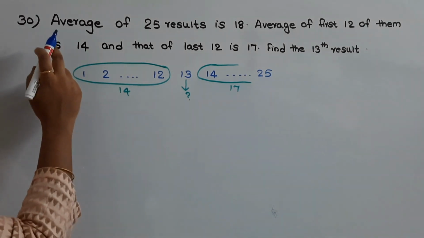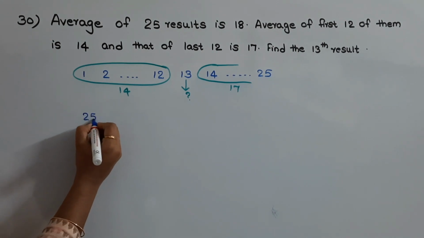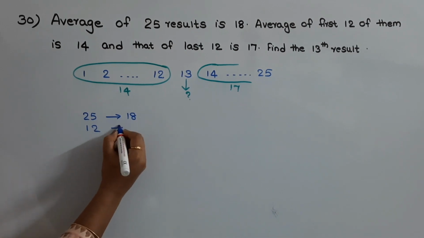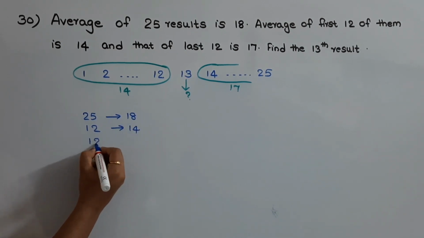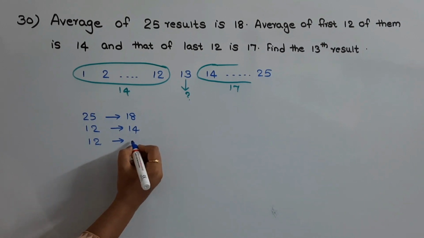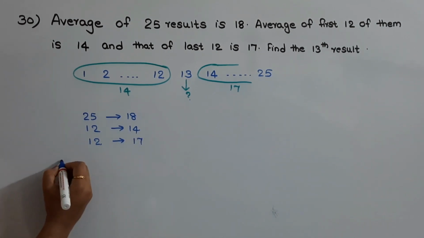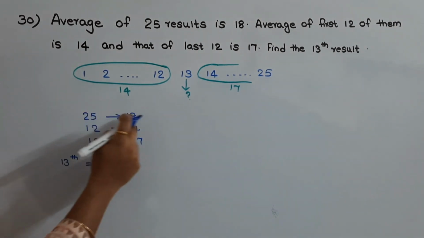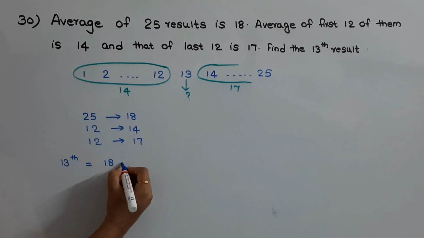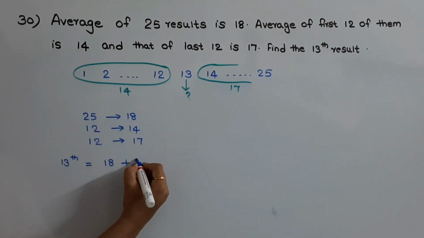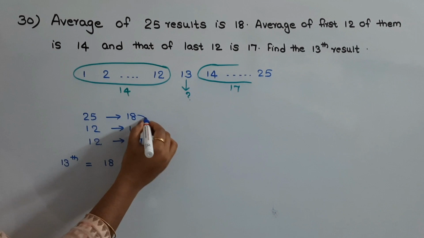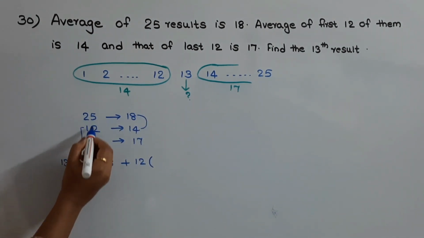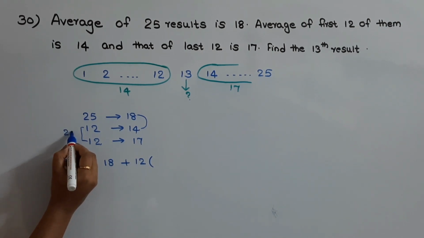So the average of the total 25 results is given as 18. The average of the first 12 results is 14. The average of the next 12 or the last 12 is 17. So the 13th result will be equal to, first you write down the average of the total results, that is 18, plus multiply this 12 by the difference between these two values. So here first you add both 12s. That will be equal to 24.